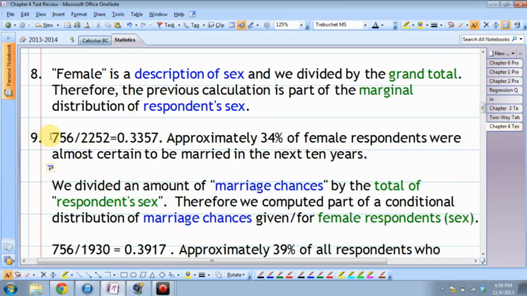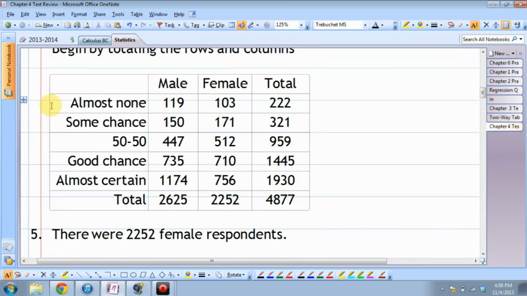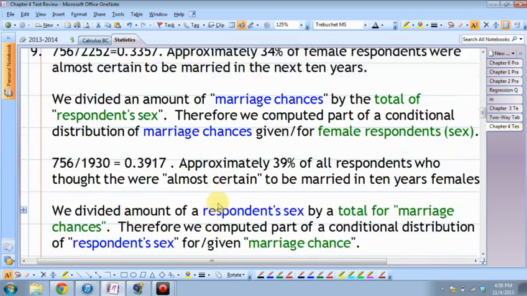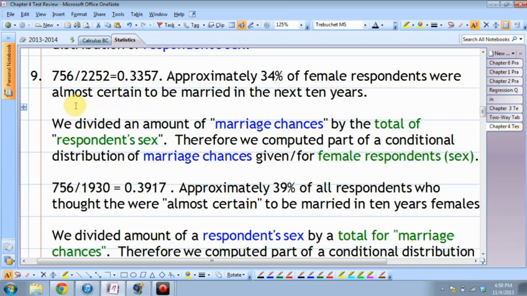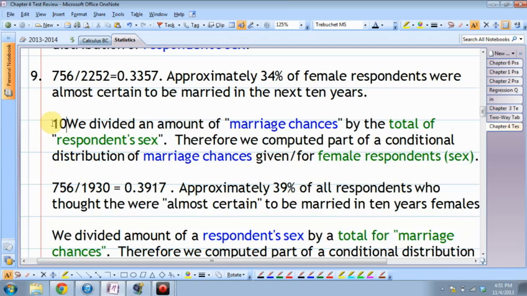What percentage of females were almost certain to be married in the next 10 years? Okay. Well, how many females were almost certain? 756 out of the 2,252. So 756 out of 2,252 is about 34%. Okay.